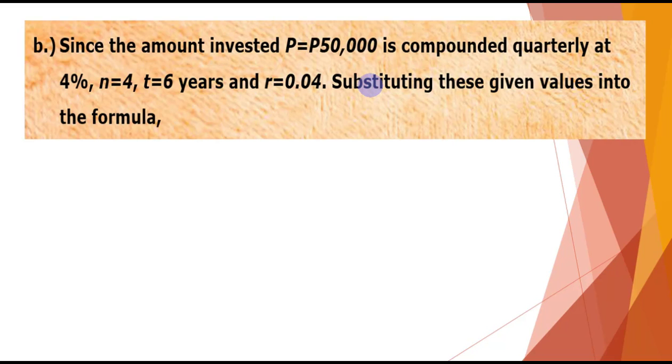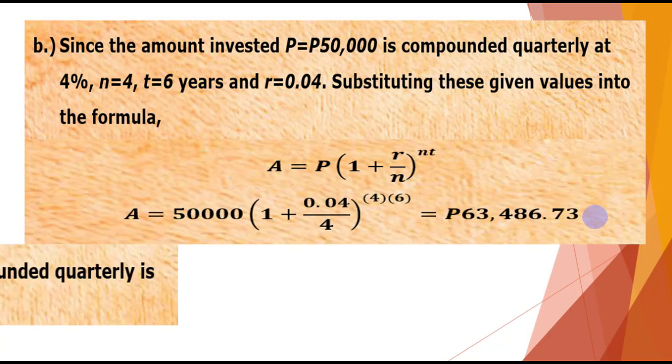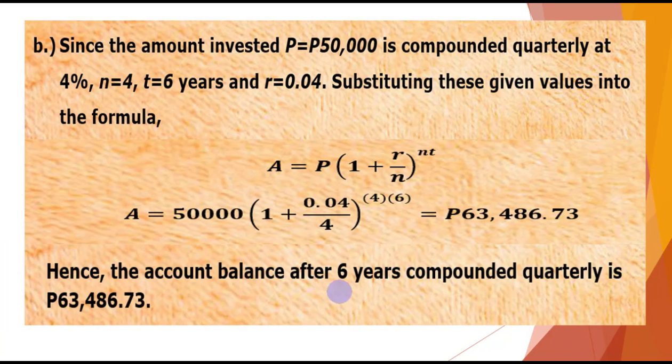Substituting these values to the given formula A equals P times quantity 1 plus R over N, raised to N times T, we have A equals 50,000 times quantity 1 plus 0.04 all over 4 for N, raised to N equals 4 and T equals 6, so we get 63,486 pesos and 73 centavos. Hence, the account balance after 6 years compounded quarterly is 63,486 pesos and 73 centavos.